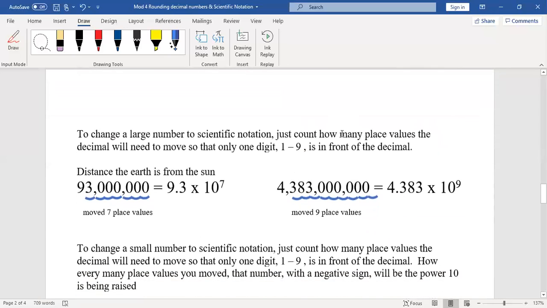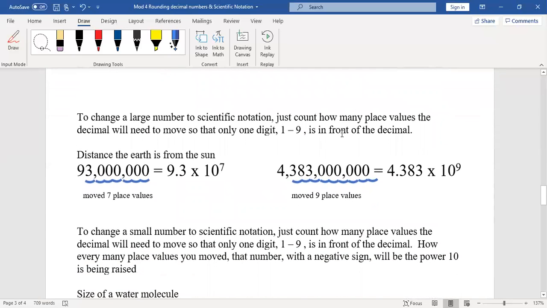To change a large number to scientific notation, just count how many place values the decimal will need to move so that only one digit, 1 through 9, is in front of the decimal. Your decimal is always on the far right of a number if it's not there already. So I'm moving to the left 7 place values so that only one digit is in front. My number becomes 9.3 times 10 to the 7th power.